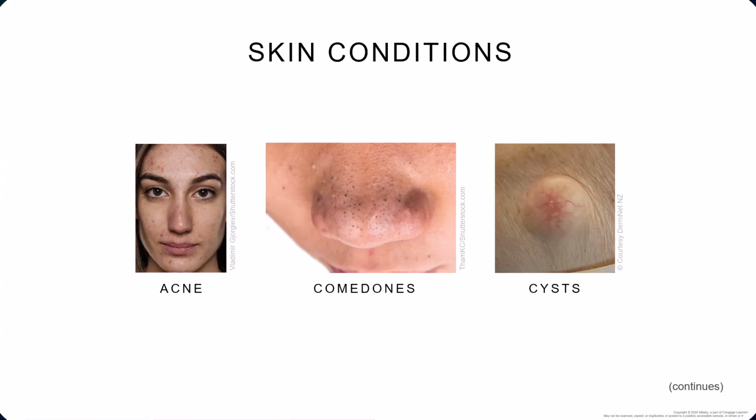Comedones are either open or closed. So open comedones are also called blackheads, and they're clogged pores caused by a buildup of debris, oil, and dead skin cells in the follicles, while closed comedones are also called whiteheads. They are not open to the air or oxygen, so they are trapped underneath a dead layer of skin cells, and they need to be exfoliated and or extracted.